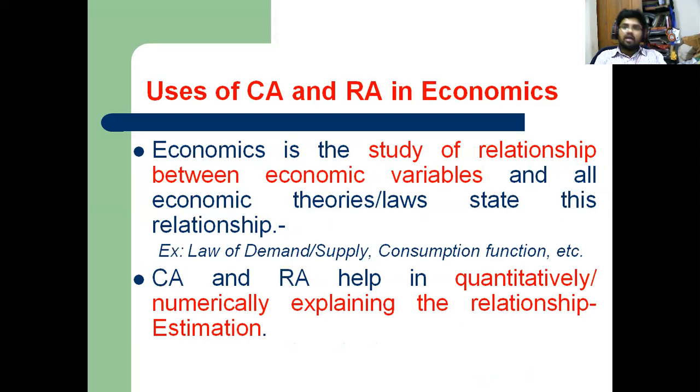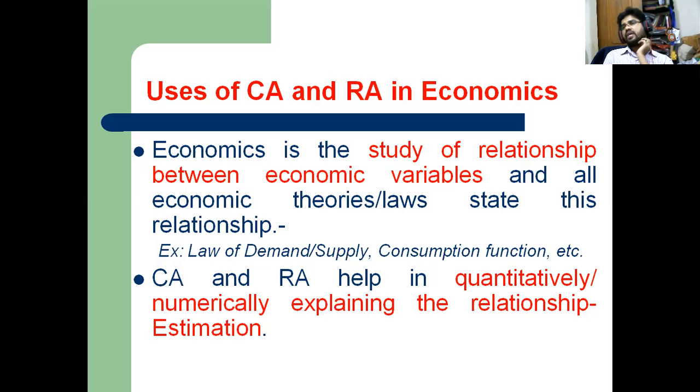Then the main topic is the uses of correlation analysis and regression analysis. CA is correlation analysis, and RA is regression analysis, in our economics. So where can we apply these in economics? Economics is a study of relationships between economic variables. When we study demand theory, supply theory, production theory, or any other theories, in every theory there is some relationship between the variables.